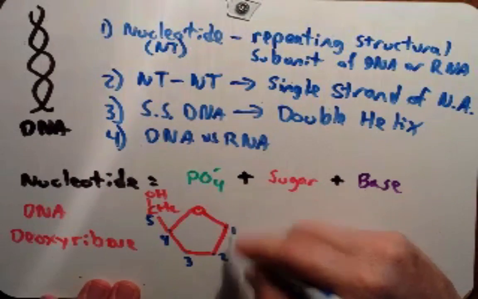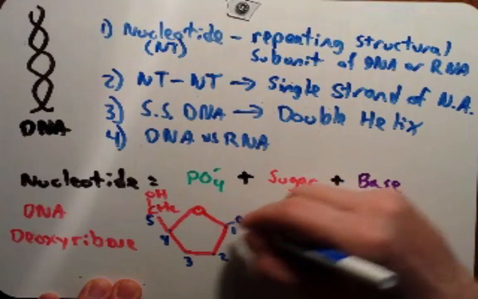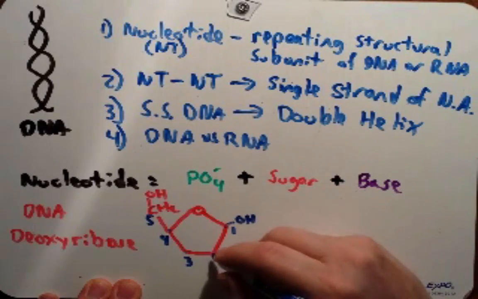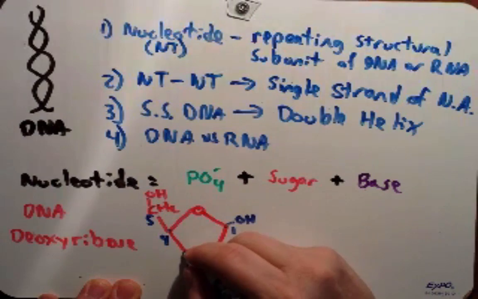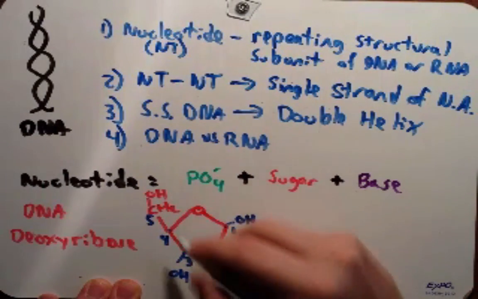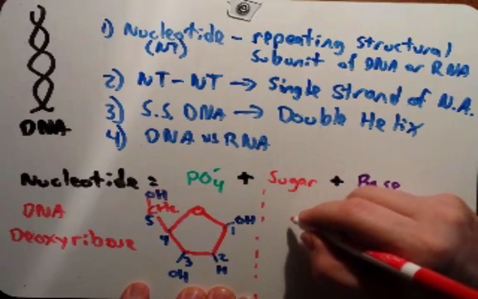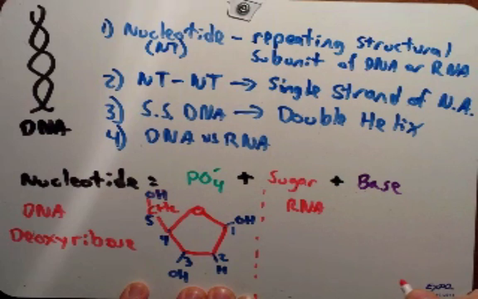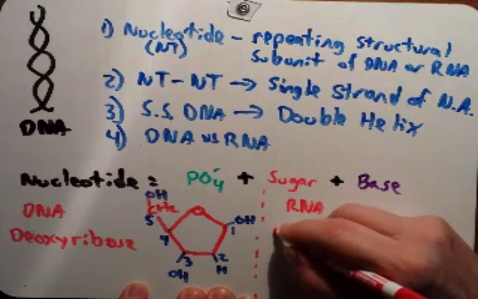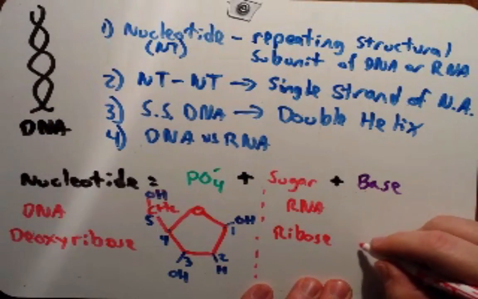On these carbons at these points, there will be hydroxyl groups added to them. Except for this one in DNA, it is just hydrogen. We have a hydroxyl group here too, and then we have one here that I've already drawn. Next, let's draw the sugar that we find in RNA. RNA sugar is called ribose. And so let's draw that here.